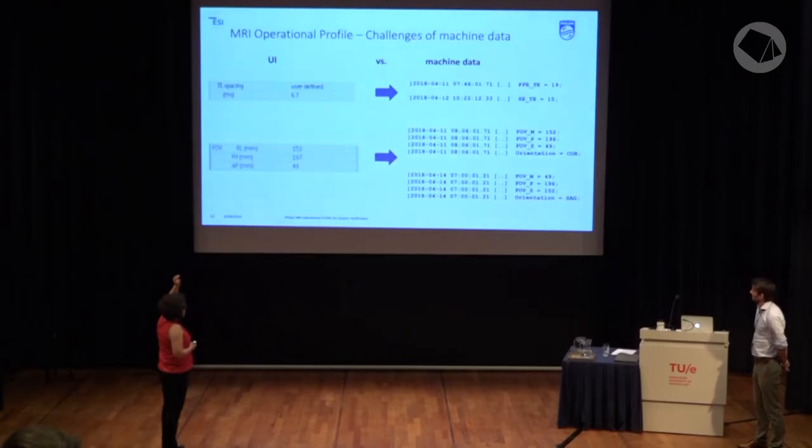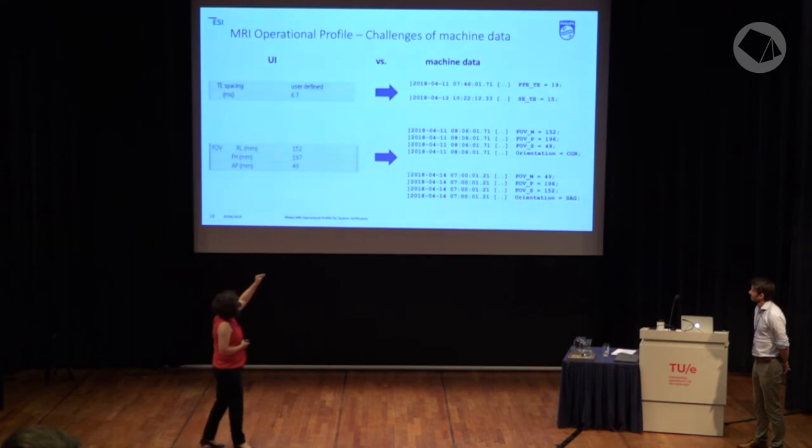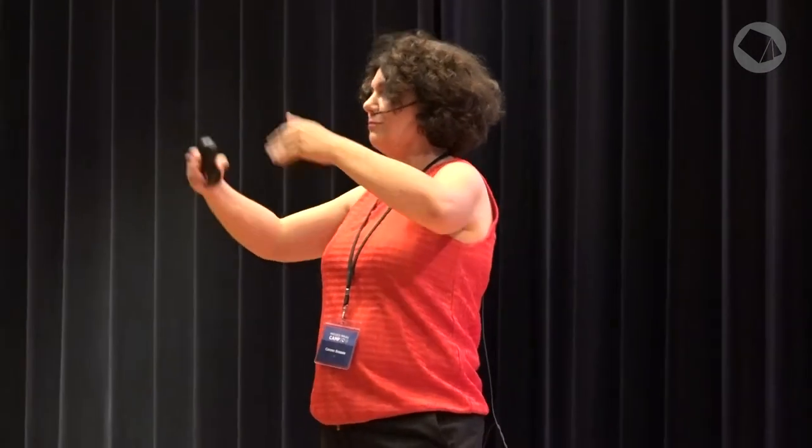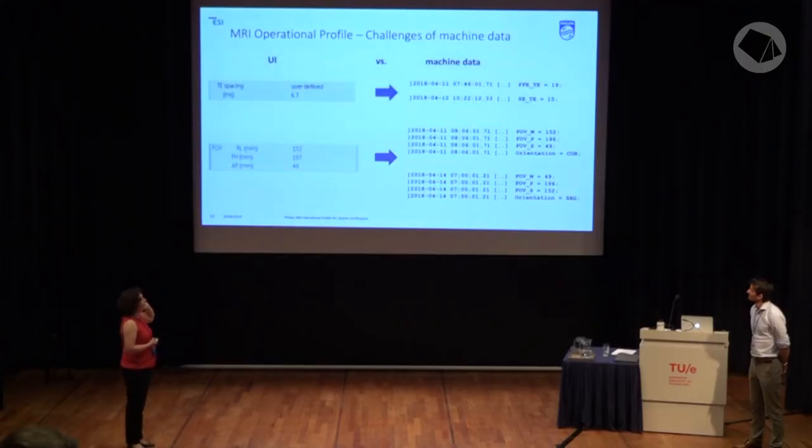But TE, echo time, the software engineers decided to log the echo time, which appears as only one entry in the UI, through, I think, 5 or 6 parameters, because they log it in context. So if it's used in combination with FFE, it will be FFE underscore T. If it's used in combination with AC, it's AC underscore T. But that's already a happy case, because it's a set, so you can basically immediately retrieve the echo time. But then we have the field of view.